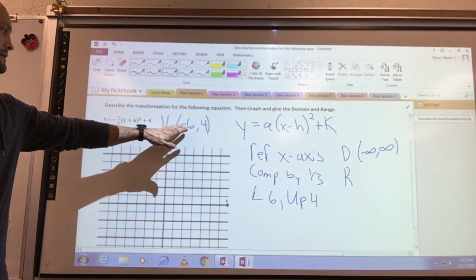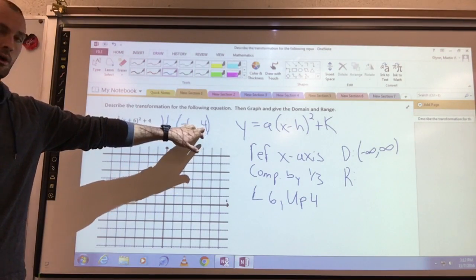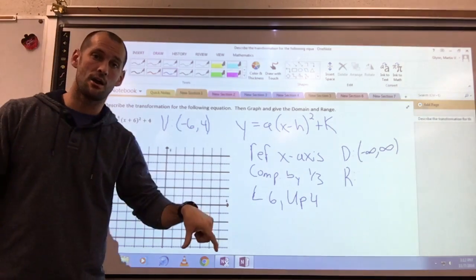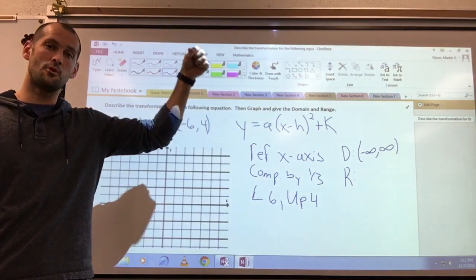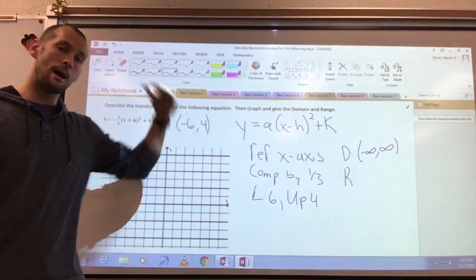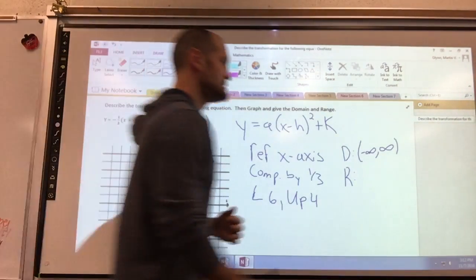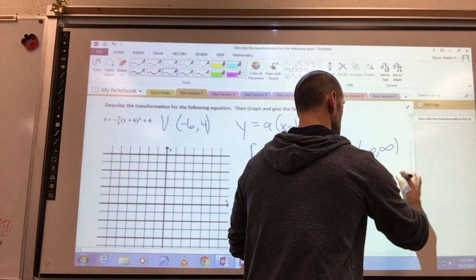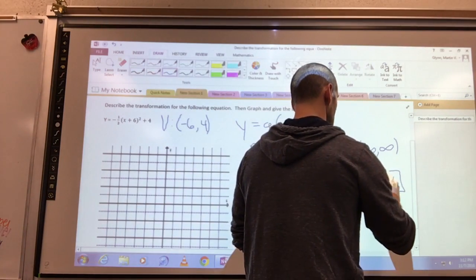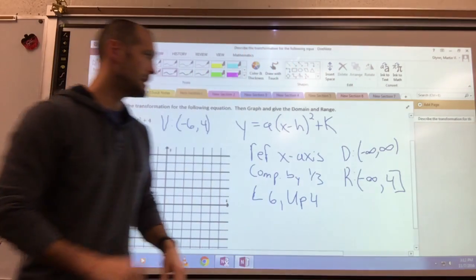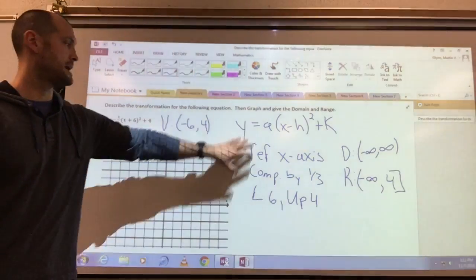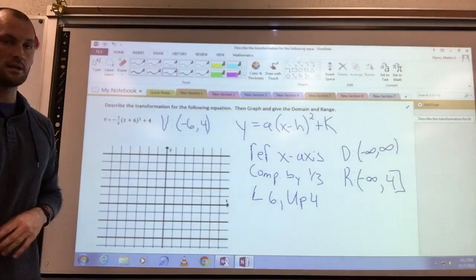Secondly, if it is a negative a value, it's opening down, which means negative 6, 4 is the maximum point, meaning it is at the top, so 4 is the maximum value. If it opens downward, it's going towards negative infinity. And that's how I would quickly find the domain and range and the transformations for an equation.